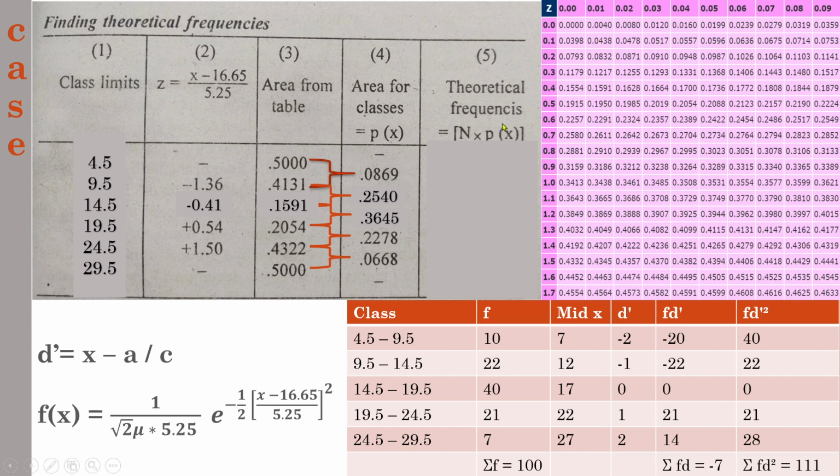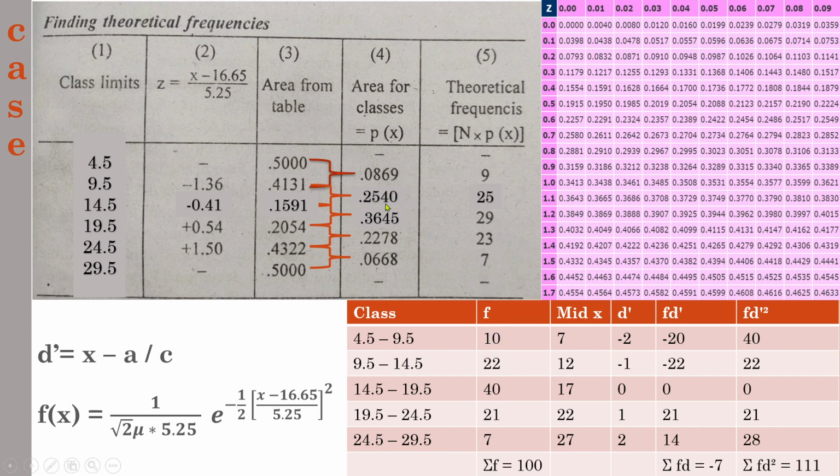You need to find the theoretical frequencies. That is, just multiply whatever number you have got here with the capital N. Capital N means the total of frequency. So here the total of frequency is 100. If you multiply each of these probabilities with 100, you will get the corresponding theoretical frequencies. For the first one, 0.0869 into 100, you will get a rounded value, that is 9. We can round the value because theoretical frequencies will always be represented as a whole number rather than a decimal or a fraction. So 9.